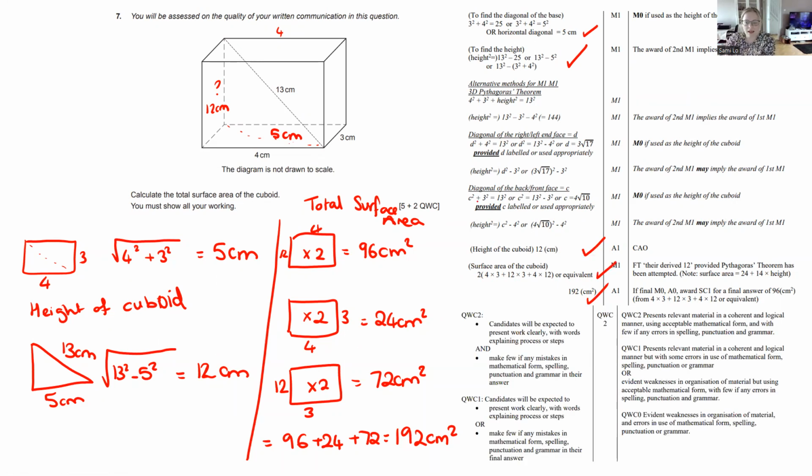Now, candidates are expected to present the work clearly with words explaining the process or steps. Because we've written total surface area and height of cuboid, that is enough words there. And we've shown all of the workings nice and clearly, and we've used mathematical form as we've gone along. Just make sure your spelling's not wrong, to be honest. That's why I quickly edited the ones to make sure it makes sense. And that's it. Hope you enjoyed that one.